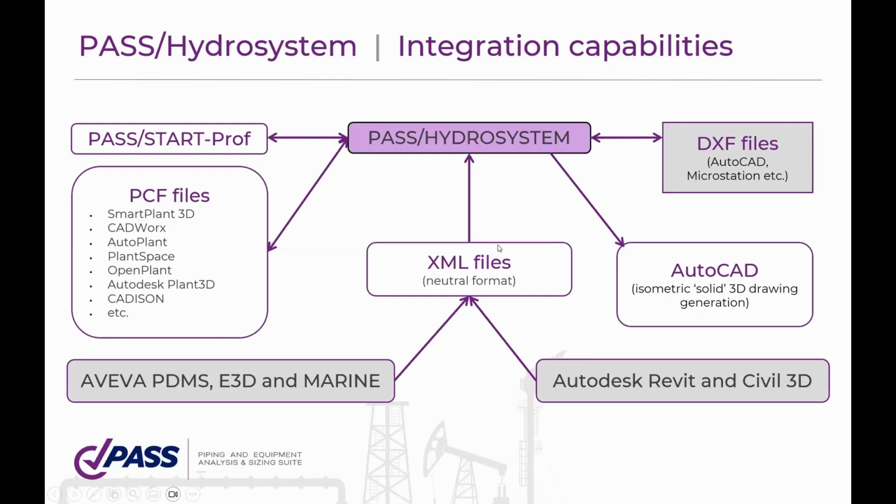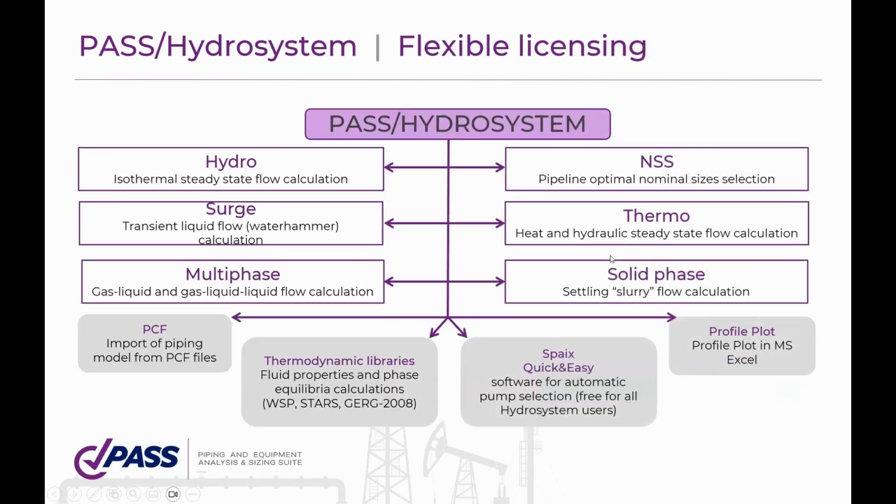drawing for you automatically. In HYDROSYSTEM, we have a very flexible licensing system. So depending on your needs, you can buy several modules, which allow you to perform different types of calculations. We have a separate module for isothermal steady-state flow analysis. We have a separate module for heat and hydraulic analysis. We have a separate module for nominal size selection, for transient flow analysis, etc.